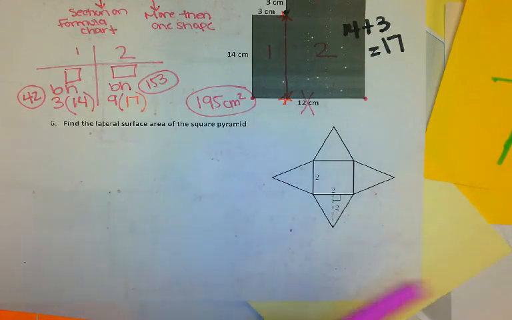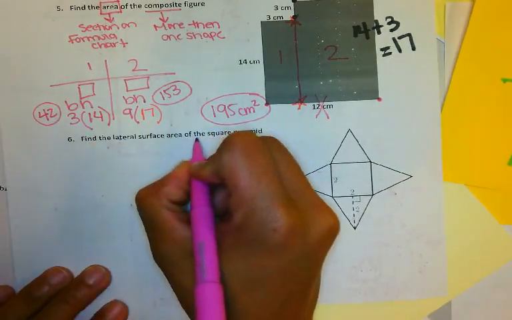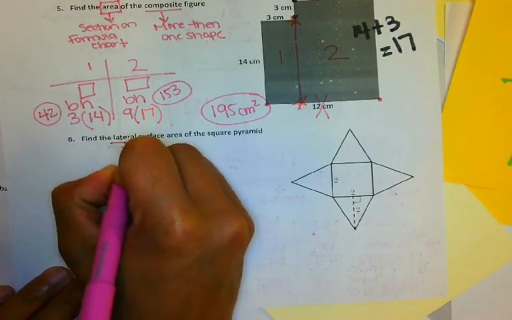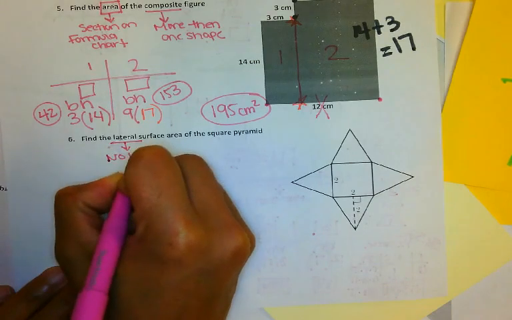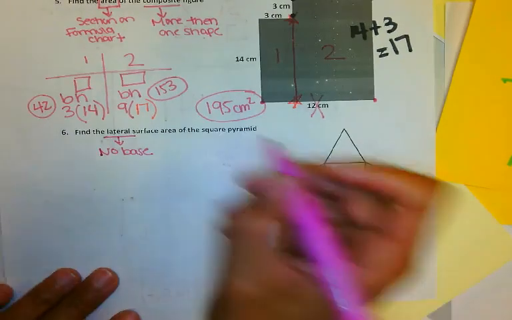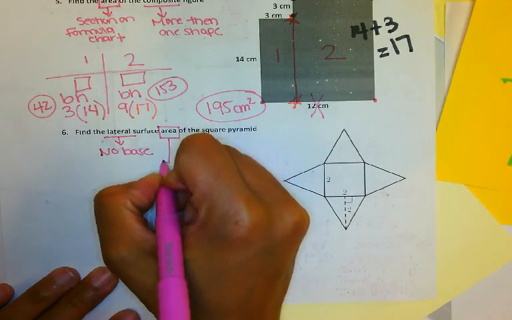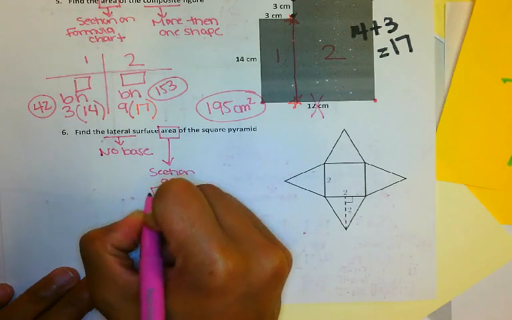All right, I'm trusting that you paused the video, so hopefully you did. If you didn't, the last chance, pause it. All right, here, find the lateral surface area of the square pyramid. So we're going to highlight or underline lateral. Lateral tells me, hopefully you wrote it, no base. All right, then area. Area tells me, hopefully you said, the section on the formula chart.